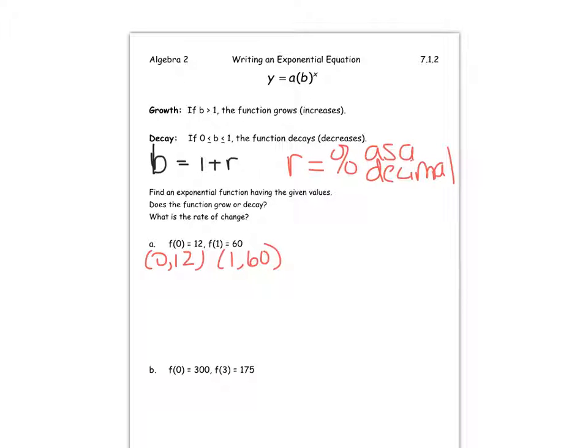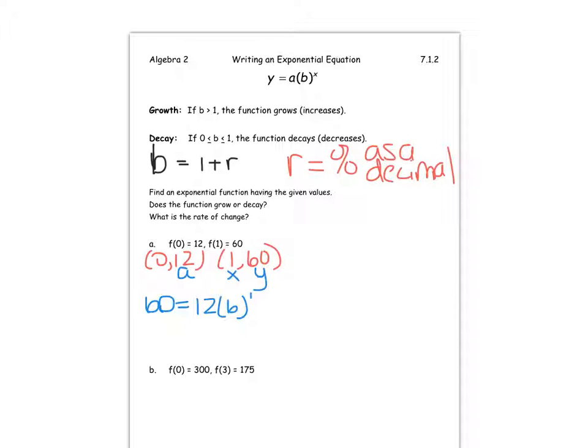Okay, so when we think about a needing to be the starting point, then that's going to be the y value when x is 0. x is 0 is considered the starting point. And then we have this other point, which we can use as x and y. And like we've done every other time we've solved for an equation, we'll plug those 3 values we do have in and solve for the one we don't know, which in this case will be b. So we will have 60 equals 12 times b to the x, which is a 1.